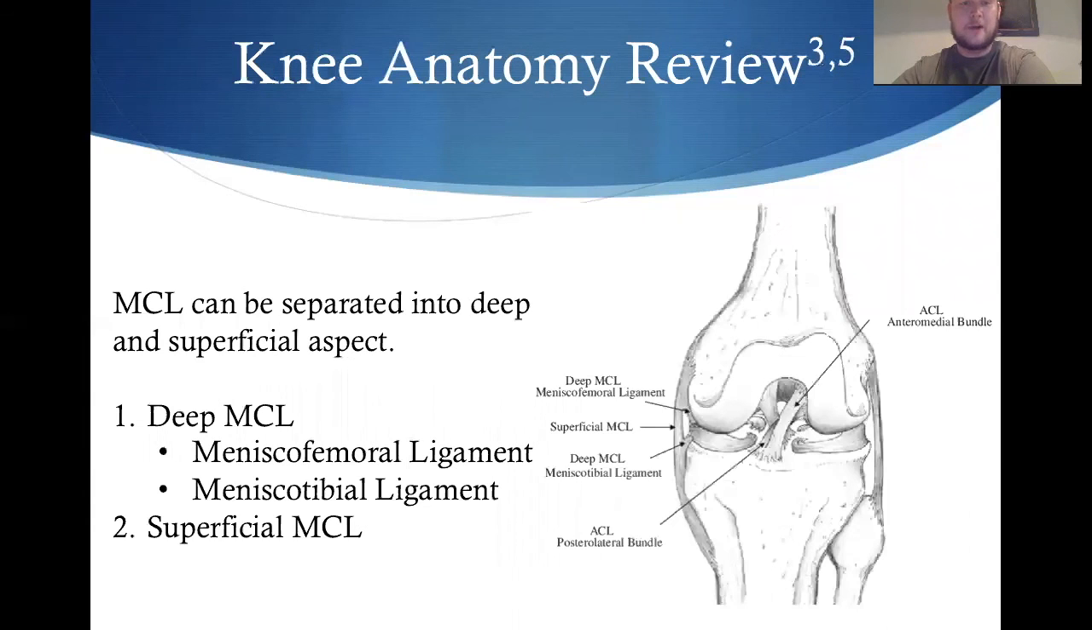Comparing that to the anatomy of the knee, the medial aspect of the knee has the MCL as its main stabilizing force. Your MCL can be separated into deep and superficial aspects. The deep MCL is made up of the meniscofemoral ligament and the meniscotibial ligament, with a superficial MCL running over that. Of these, the one with the lowest maximal load is the deep MCL meniscofemoral ligament, particularly where the deep MCL attaches to the femur.